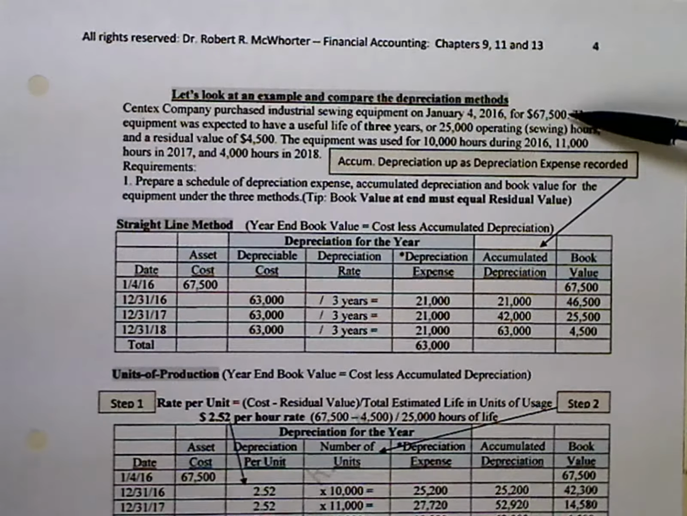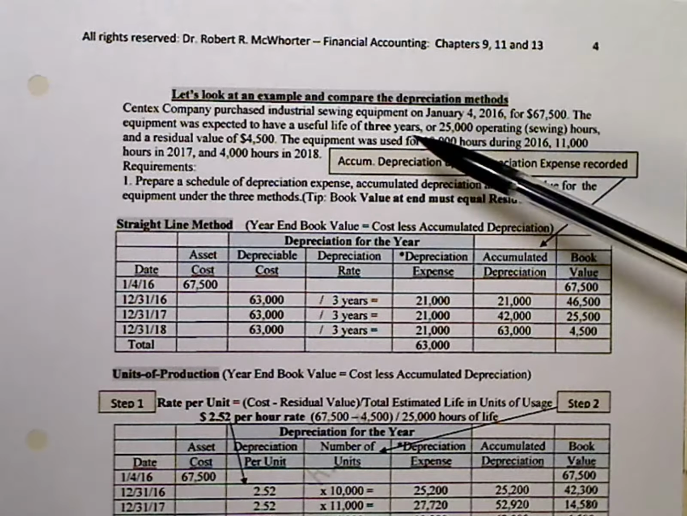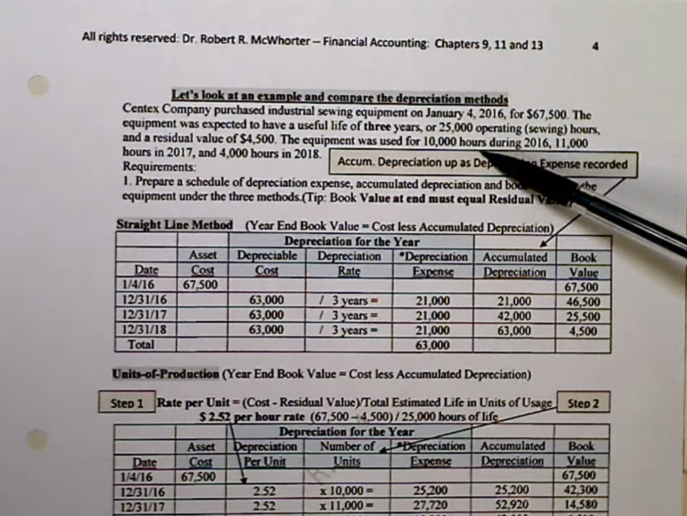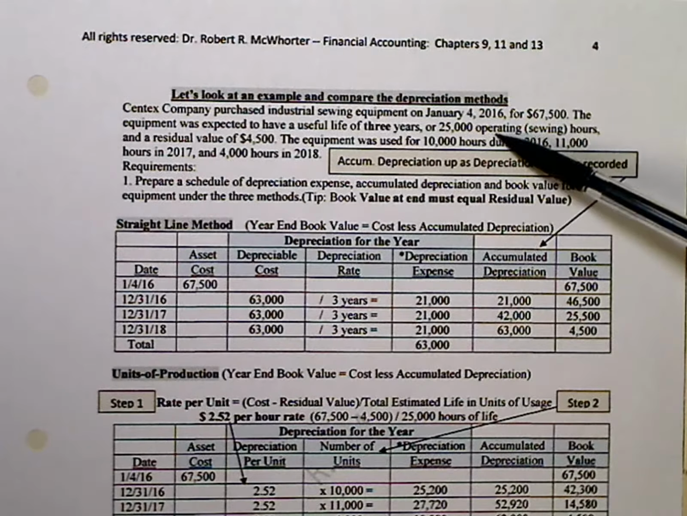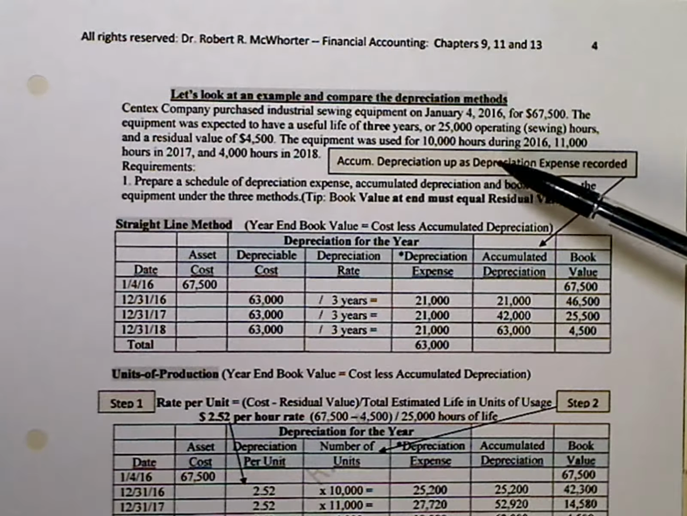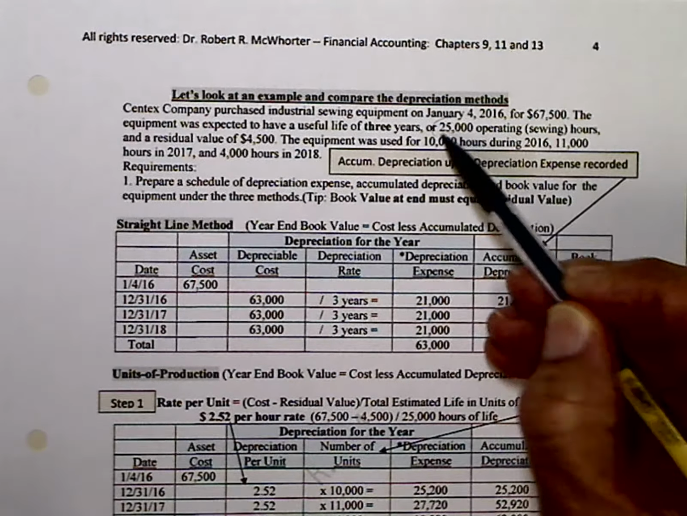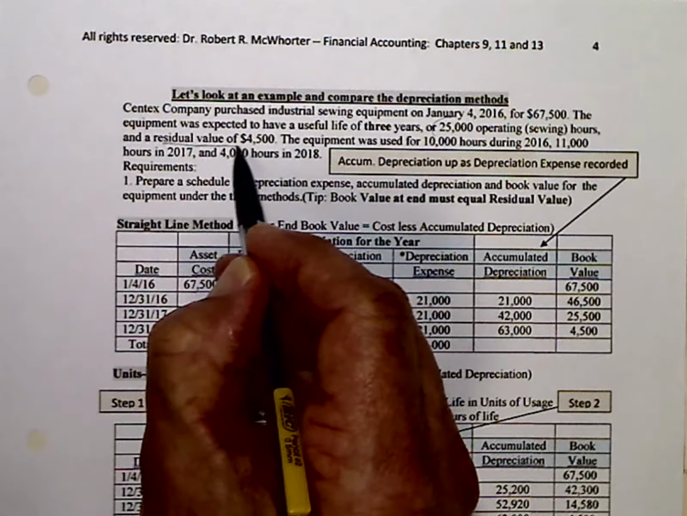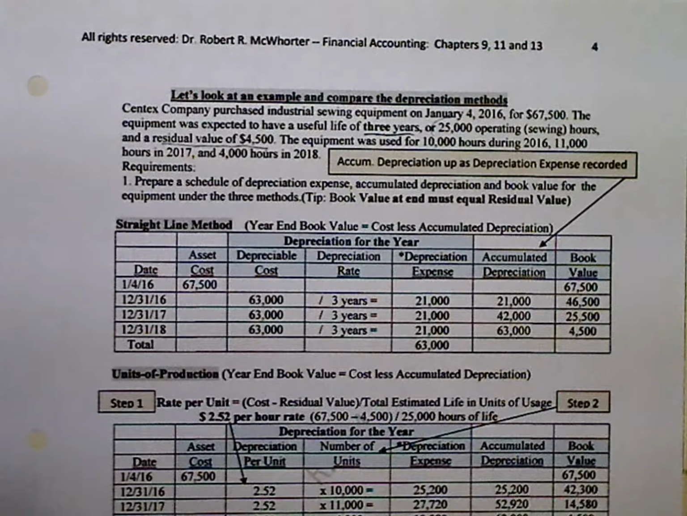They buy it for $67,500. It's got a useful life of 3 years. And look at this, operating hours. There's only one of the 3 methods that uses this. You ignore this information for straight line and double declining balance method, but the units of production is where we use this information right in here. Okay, oh, look at this, residual value. We need that. We've got the life, 3 years.